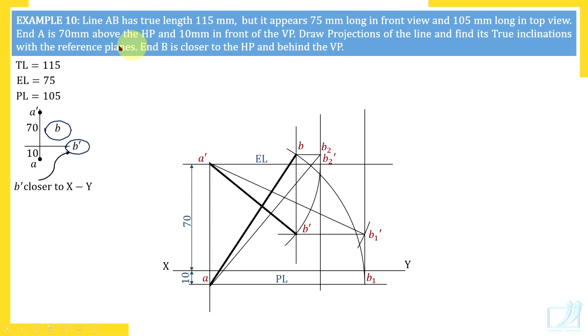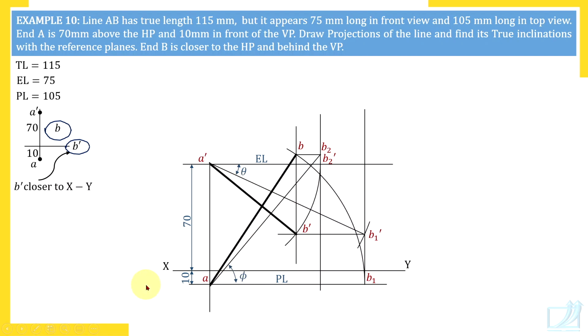Find true inclinations with the reference planes. True length gives true inclination. So where is true length? A dash B1 dash is true length. And A dash B1 dash gives angle theta. And AB2 is true length. AB2 that gives angle phi.